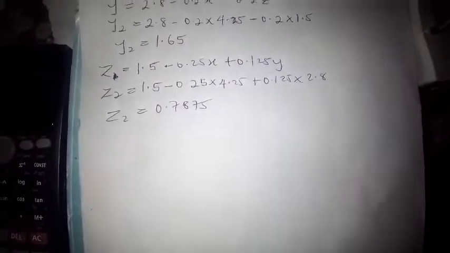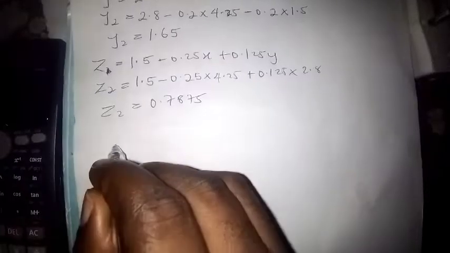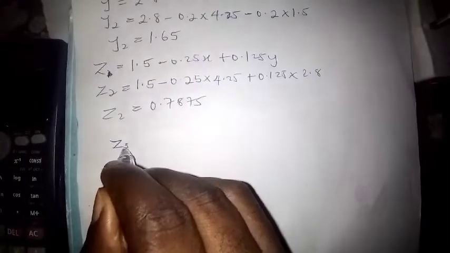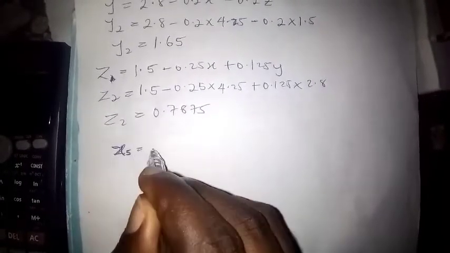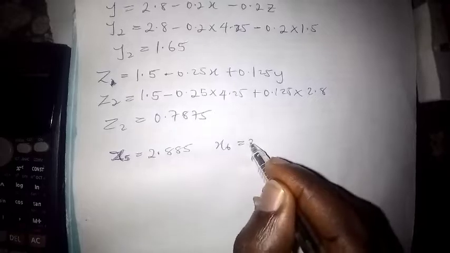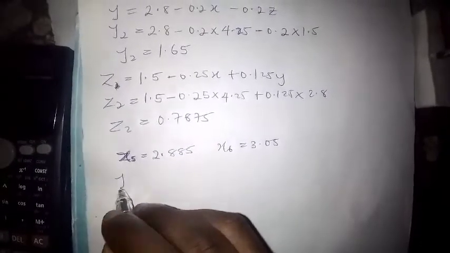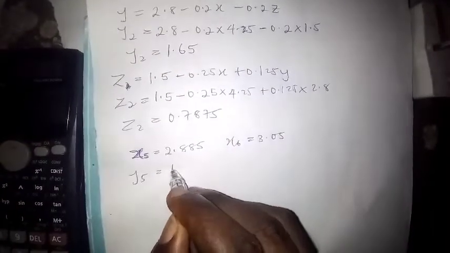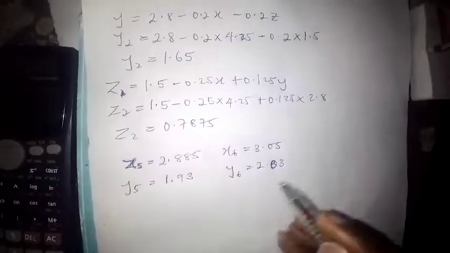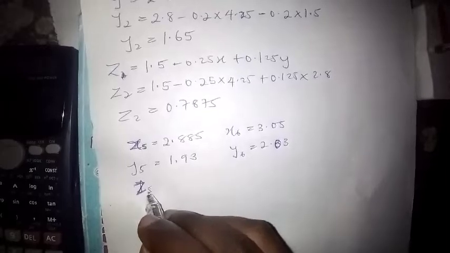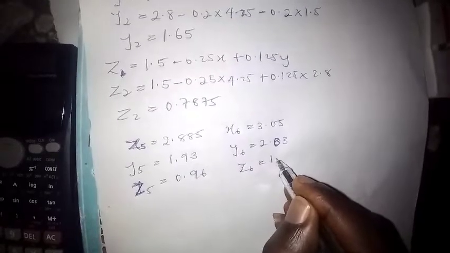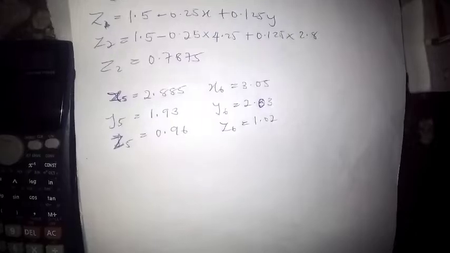Now when are you supposed to stop? So after the point of your sixth iteration, which is your fifth and sixth, now your x5 will be giving us 2.885, and x6 will be giving us 3.05, while my y5 will be giving us 1.93, and my y6 will be giving us 2.03, while my z5 will be giving us 0.96, and z6 giving us 1.02. So at this point, how do you know that you should stop?